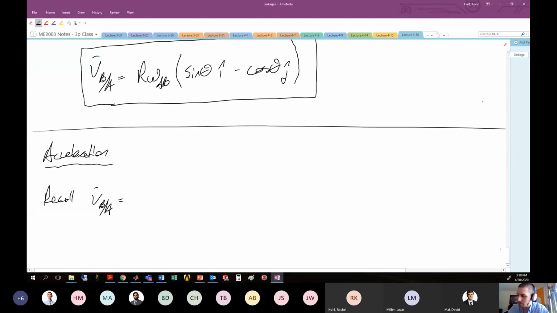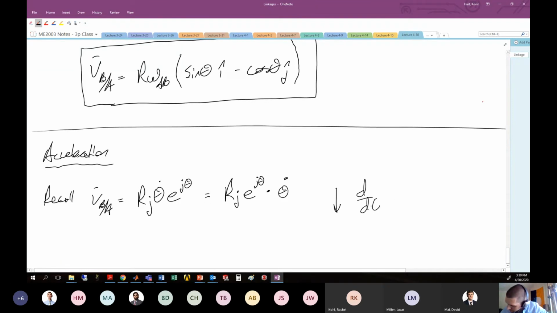So here the velocity of B with respect to A is r j theta dot e to the j theta. I'm going to rearrange this slightly by putting the theta dot at the end. You'll see why in just a second. This is r j e to the j theta times theta dot. All right, we're going to take the derivative of this with respect to time. The acceleration of B relative to A.